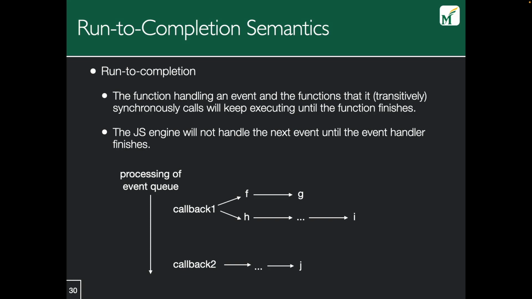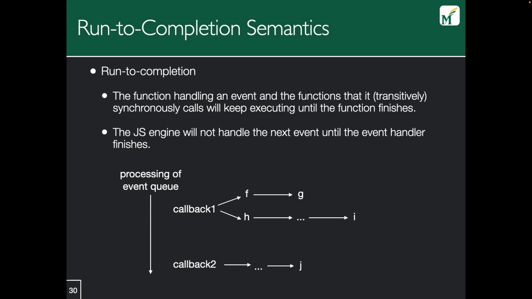So I want to give an example of the run to completion semantics just to illustrate what's going on. Essentially, any function that's handling an event and the functions that it transitively synchronously calls after that asynchronous event are going to keep executing until that function finishes. The high-level way of saying this is the JavaScript engine is not going to handle the next event until that event handler finishes.